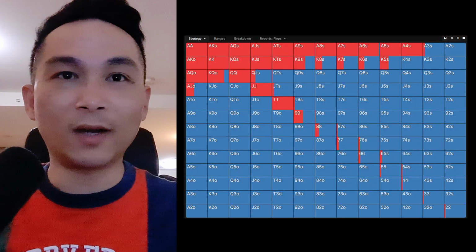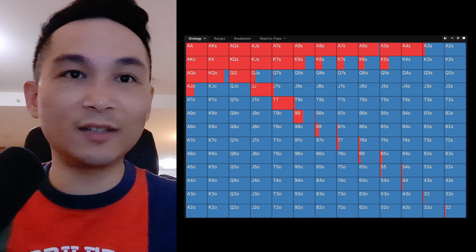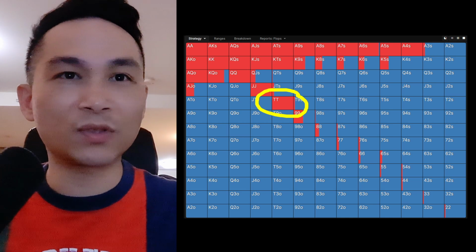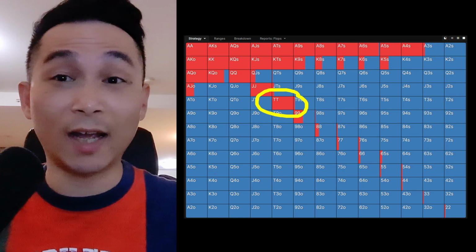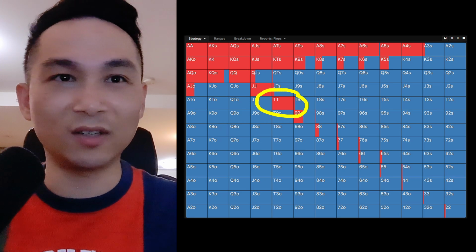Okay, so pre-flop, pocket tens. I raised. You'll see here, solver says, under the gun with pocket tens, you should always raise. Red means raise, blue means fold. So pretty standard. I opened with pocket tens and it was correct. I think no surprises here.